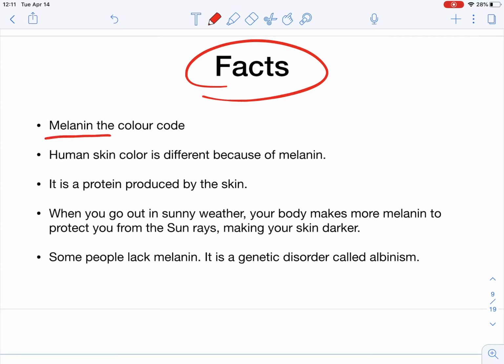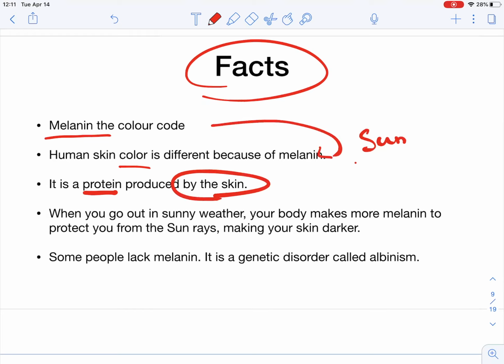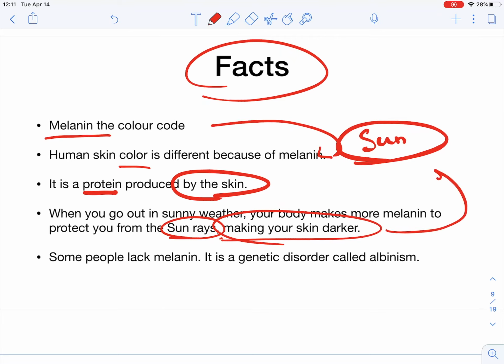Okay, but firstly, let's talk about some facts. Melanin. What's melanin? It's the color of our body. It's a protein produced by skin. Melanin protects our body from the sun. If you go out in the sun, the sun rays make your skin darker, and this is because of melanin.